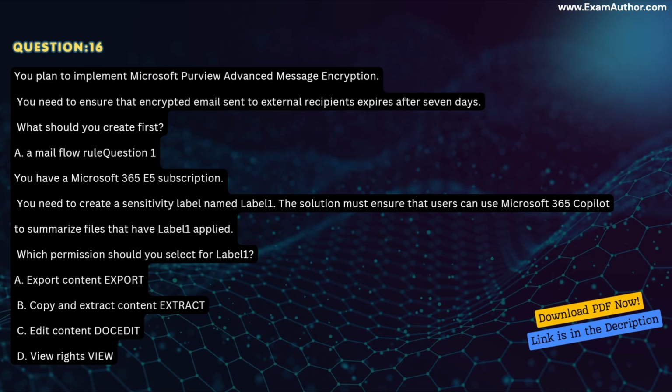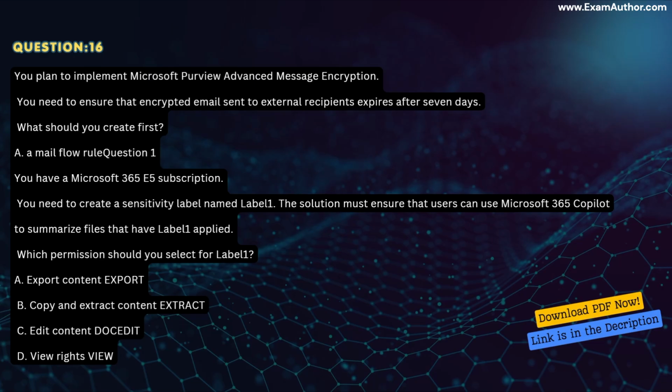Question 1. You have a Microsoft 365 E5 subscription. You need to create a sensitivity label named Label 1. The solution must ensure that users can use Microsoft 365 Copilot to summarize files that have Label 1 applied. Which permission should you select for Label 1? A. Export content export. B. Copy and extract content extract. C. Edit content edit.